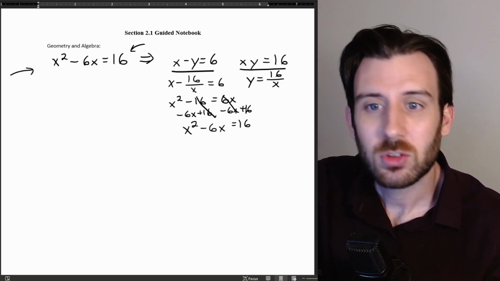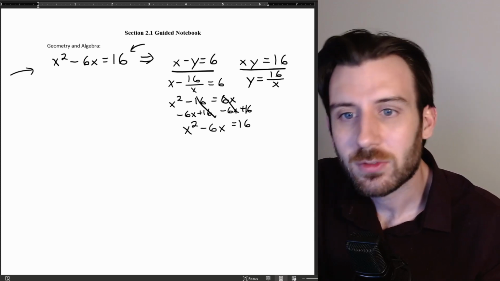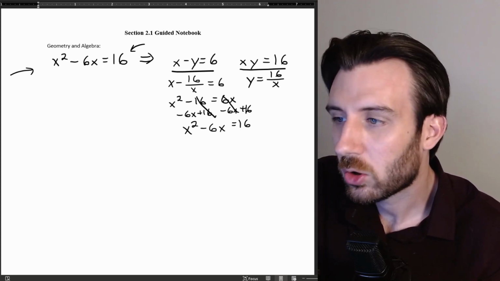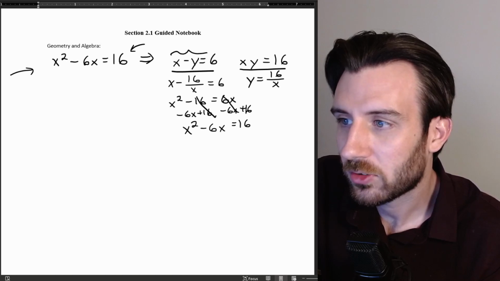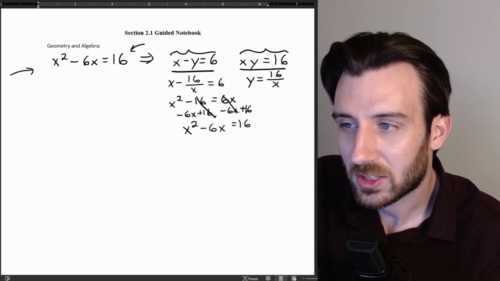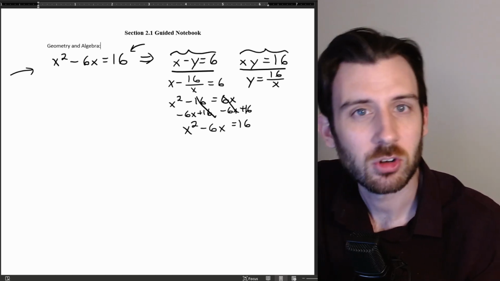It'd be: find two numbers, x and y, whose difference is 6 and whose product is 16. And notice that that's what we're talking about right here. The difference is 6 and whose product is 16. So we're saying if we solve this problem, we've really solved the original problem.